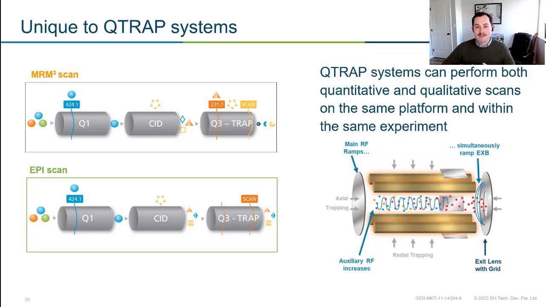We're really trapping the things we care about in that trap and letting the other things that we don't care about leave that trap. And instead of doing it with nets and ramps, we're doing it with voltages. So what we can do is some really cool experiments that we couldn't do in just a traditional quadrupole setting.